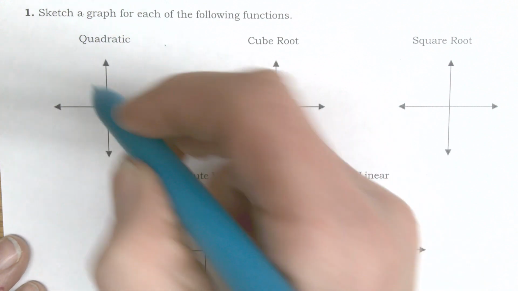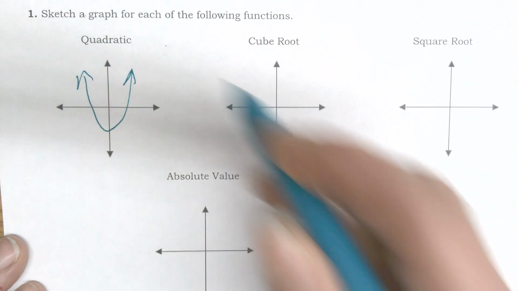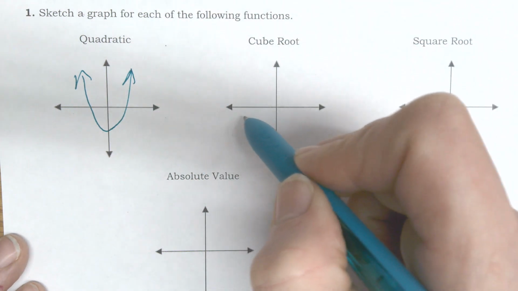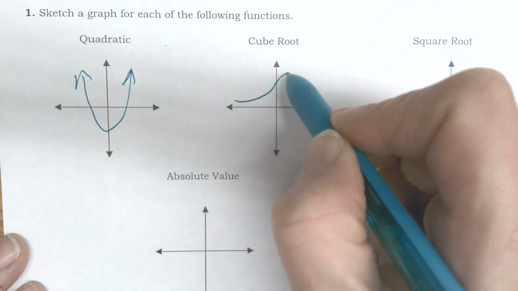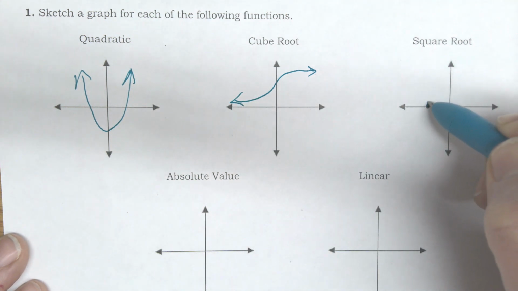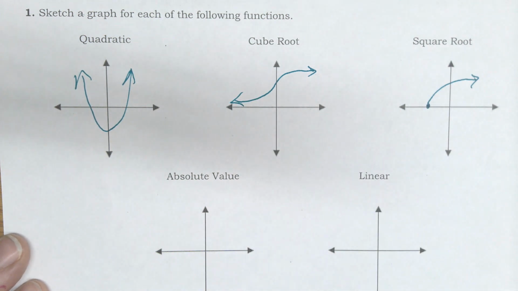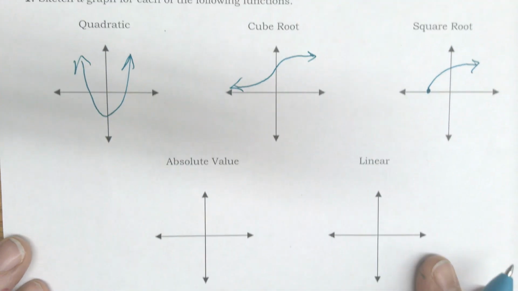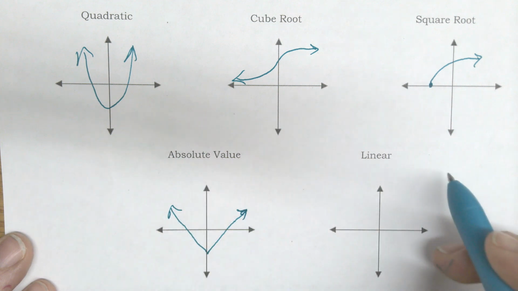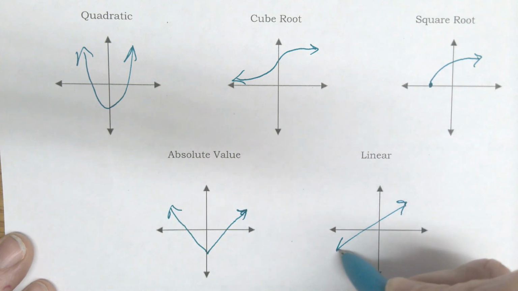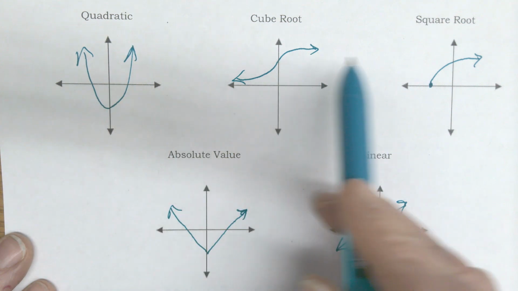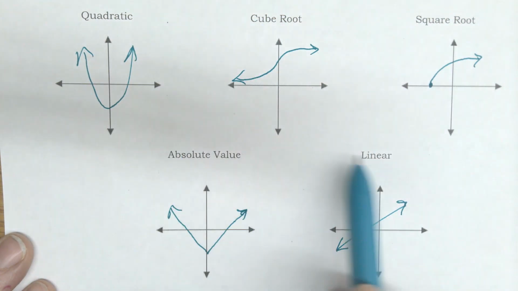Remember, quadratic is a parabola, so you can sketch that any way you want. Just have some shape that looks like that. Cube root is the one that has that sort of twist to it. The square root is the one that was kind of like a half. Looked like it was only half there. Absolute value should be a V. And then linear is just a line. And so when you're trying to find these, you're looking for the shape to match the parent function.